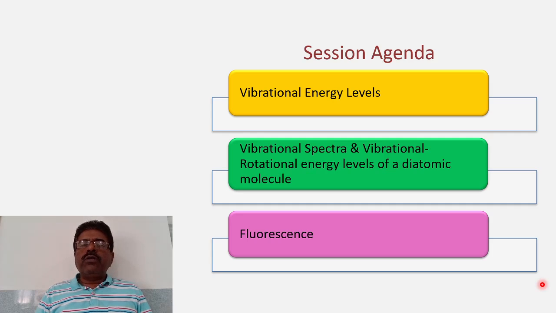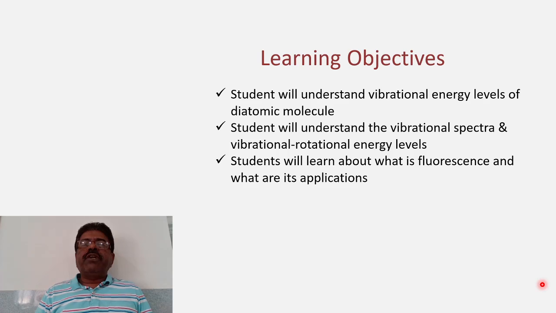Then we are going to study the vibrational spectra and vibrational-rotational energy levels of a diatomic molecule. And finally, a very important phenomenon related to molecular spectroscopy, which is known as fluorescence. We are going to study this phenomenon in this lecture. After studying these topics, students will understand vibrational energy levels of a diatomic molecule, the vibrational spectra and vibrational-rotational energy levels, and you will learn what fluorescence is and what its applications are.